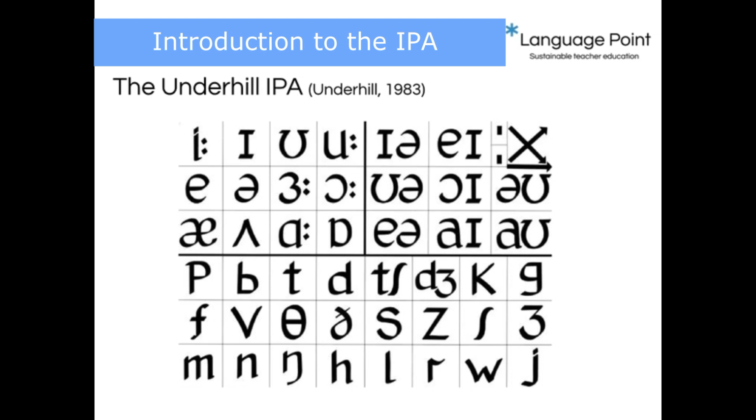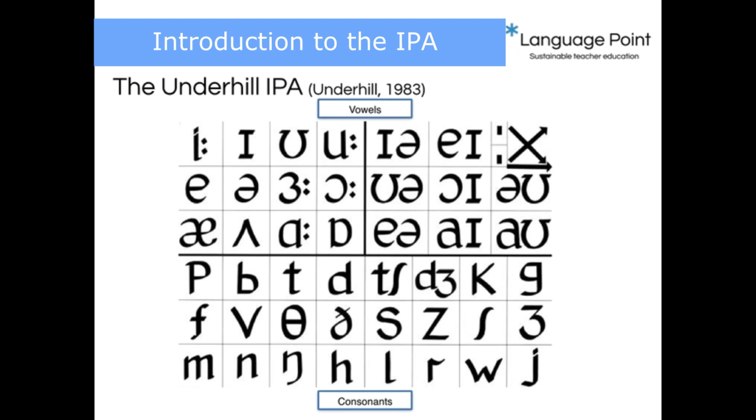So the Underhill IPA is here again. We're going to run through it, looking at the different sections of the chart and the sounds in those sections. So we can see the chart is split in half across the middle. So the top half of this chart are vowel sounds, that is, sounds which are produced without any blockage of the passage of the air through the mouth. So the speech apparatus kind of gets out of the way, and it's just the shape of the mouth which forms the different sounds of the vowels.